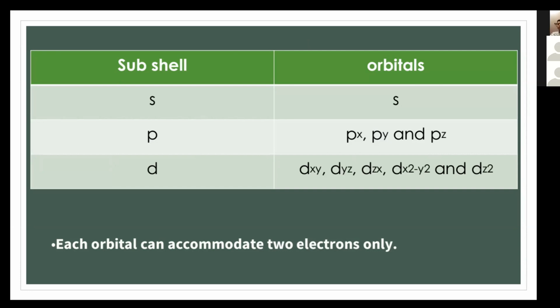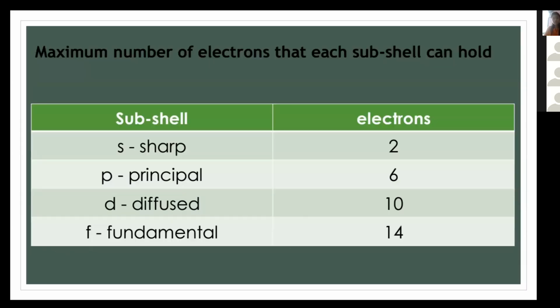Because in Px we can accommodate 2 electrons, Py 2, and then Pz 2 electrons. Like this, the P subcell can accommodate a maximum of 6 electrons. And in the D subcell we find 5 orbitals: dxy, dyz, dzx, dx square minus y square, and dz square.